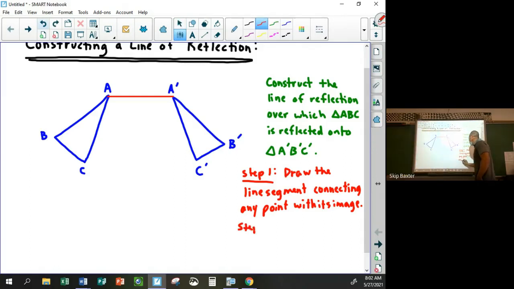Step 2 is to construct the perpendicular bisector of the segment from step 1.